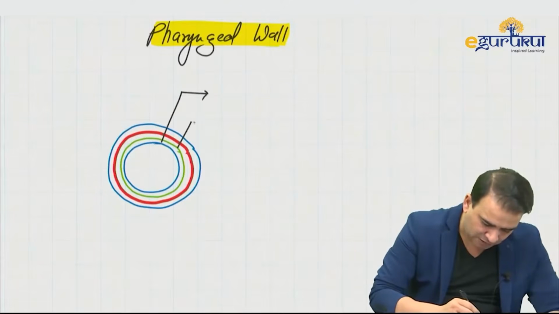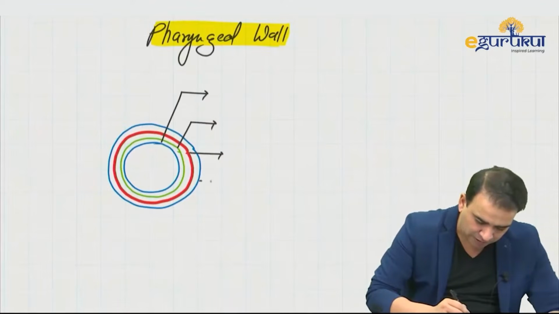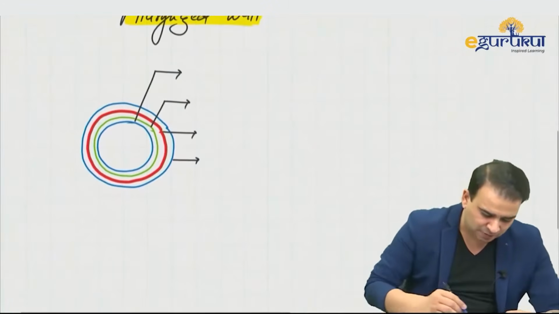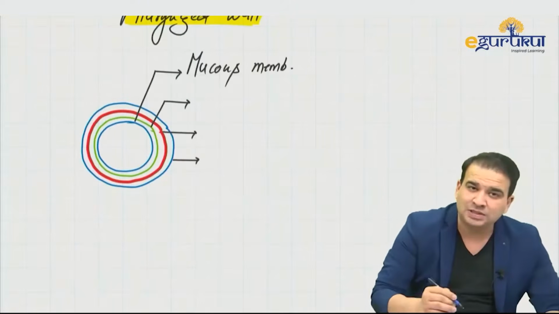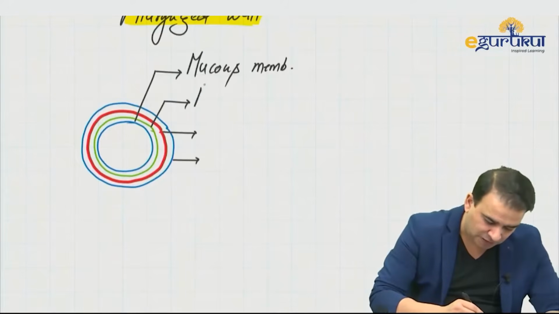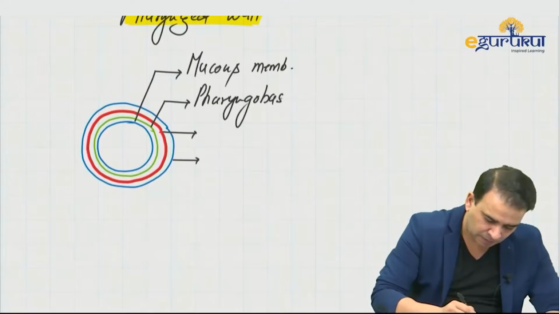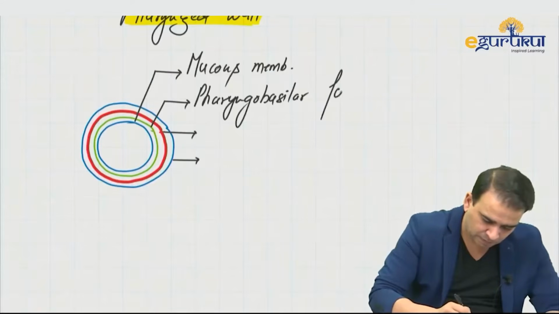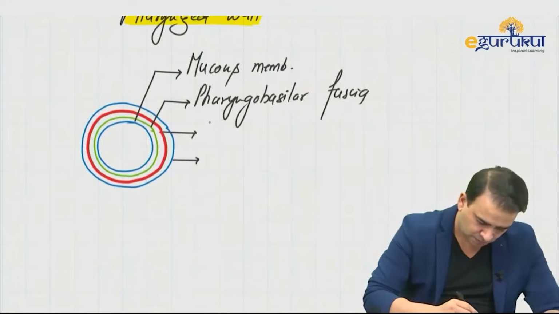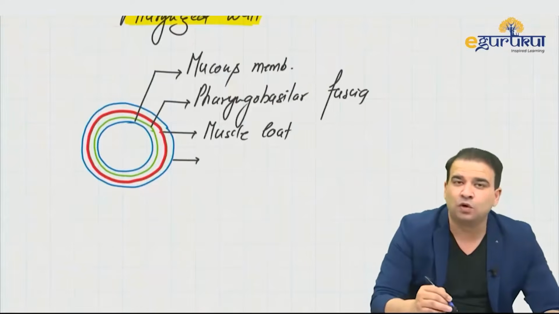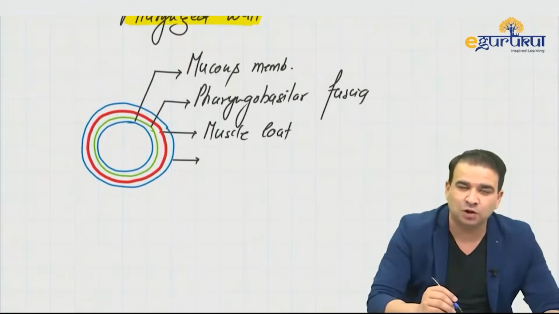So there are 4 layers in the pharyngeal wall when we go from inside to outside, as I said. The innermost layer is the mucous membrane. Outside the mucous membrane, that fascia is the pharyngobasilar fascia. Then we have the muscle coat. We have a circular muscle and longitudinal muscle. So the muscle coat is there.